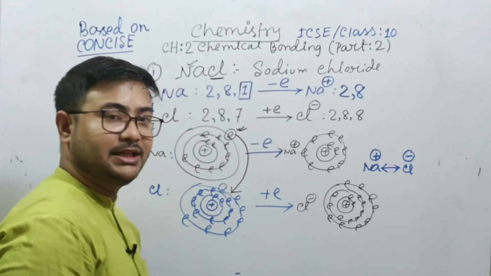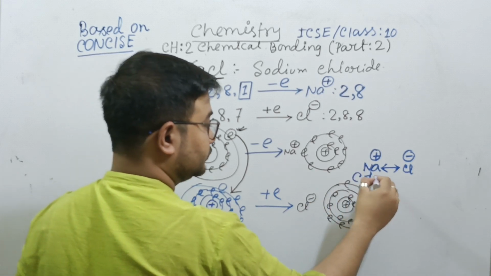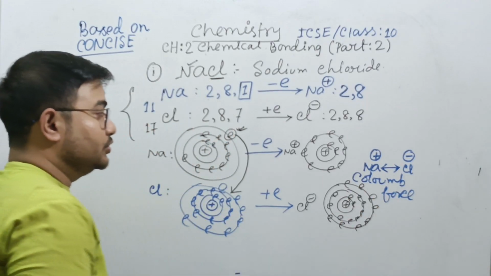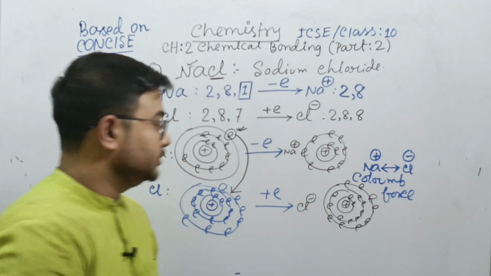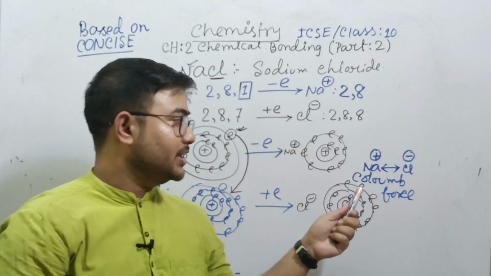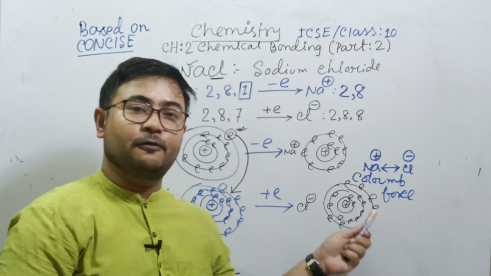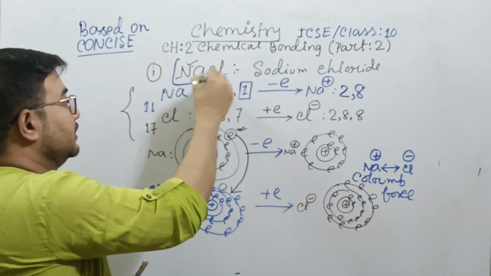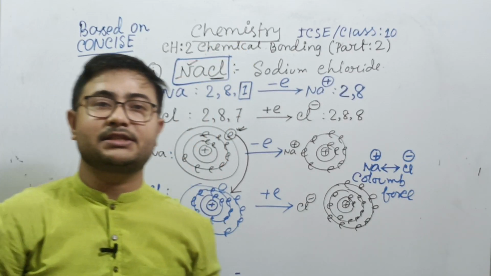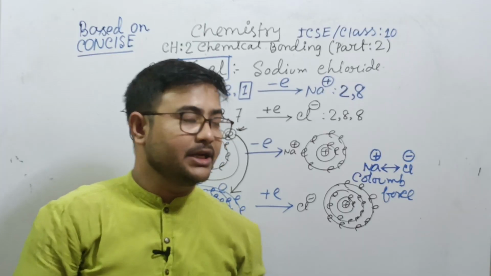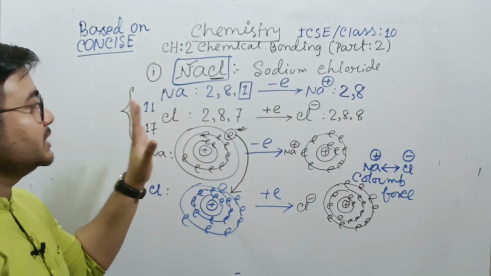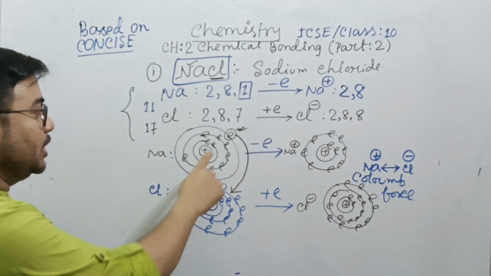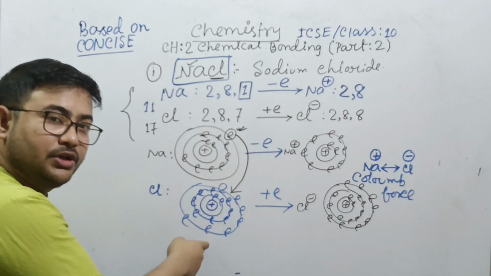Opposite charges attract each other, so it is called Coulomb force. So what is the answer after this diagram? This oppositely charged ion attracts each other by Coulombic force of attraction and forms the NaCl compound, that is also known as common salt. Do you understand? Okay, so this is the full concept about the formation of sodium chloride by transferring of electron from sodium to chlorine, that is Na to Cl.